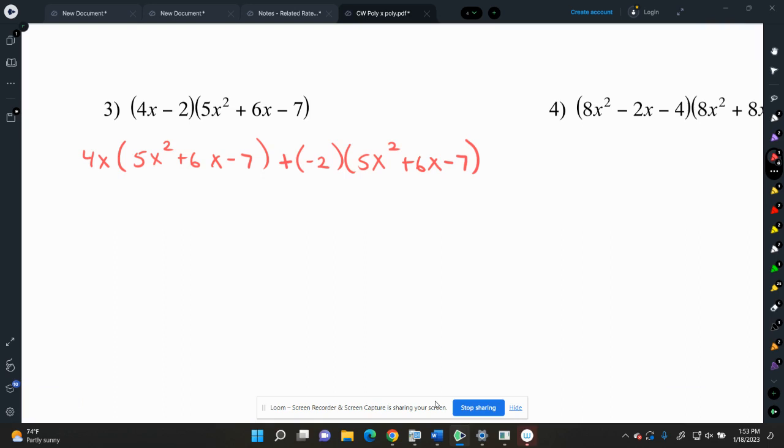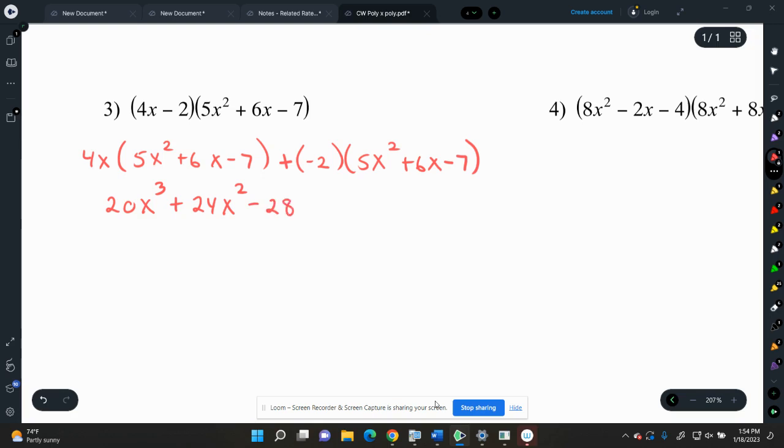Okay, Yana, what do we get when we distribute the 4x? 20x cubed. Okay, I'll keep going. And then plus 24x squared minus 7x. Oh, wait, so I didn't distribute. Yeah, 28x. Good.